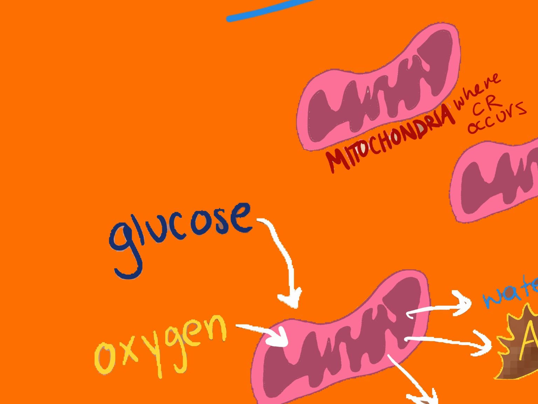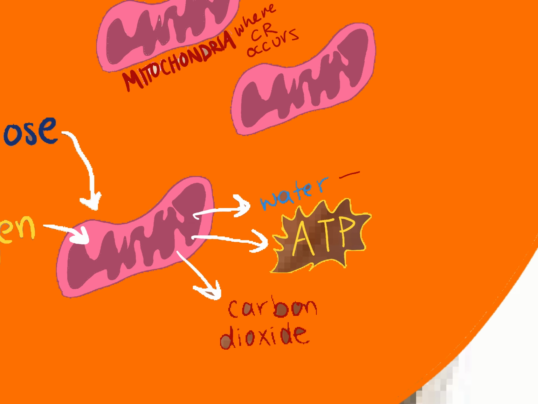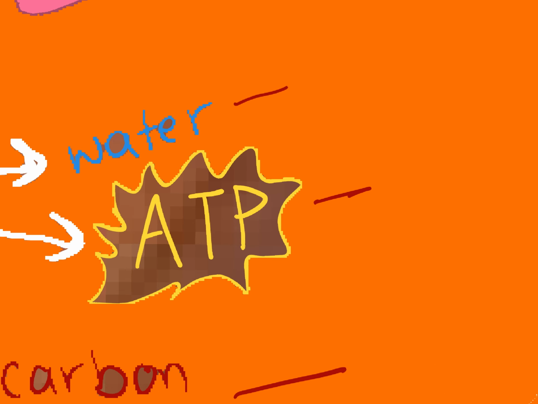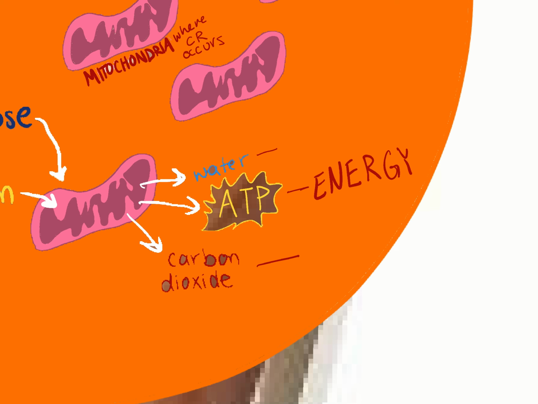So that glucose and that oxygen that came into our body enter the mitochondria, where they are converted into water, ATP, and carbon dioxide. ATP here is the big important output of cellular respiration because it is energy. It serves as energy for our cells to do all the essential functions that they need to do. So that is cellular respiration.